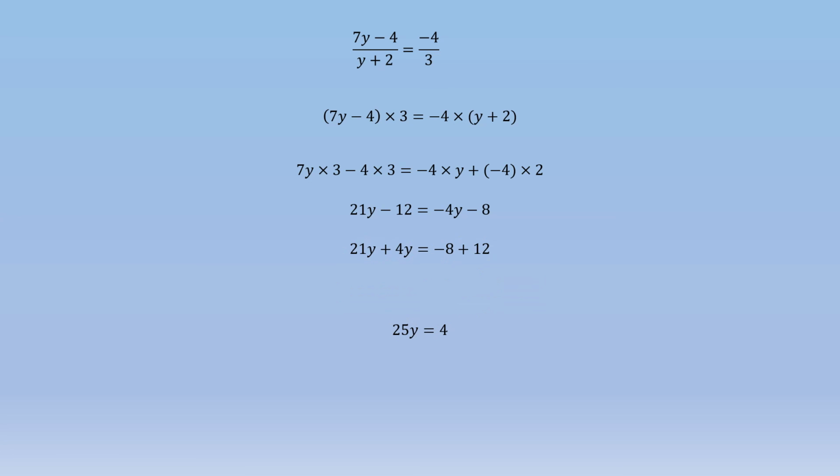After this, we need to take the coefficient of y towards the right hand side, and we know that the coefficient of y is multiplying it, that is 25 is multiplying y, so we need to divide it. So we get y equals to 4 by 25, and this is our answer. That is, the solution is y equals to 4 by 25.